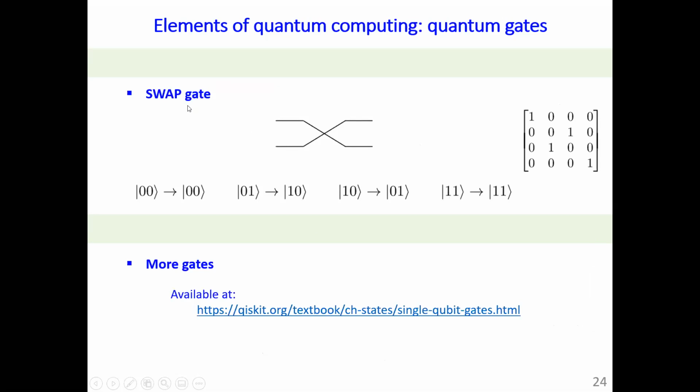There are also swap gates that swap the state of the 2 qubits. For example, 0,1 is swapped to 1,0, and 1,0 is swapped to 0,1. And for more information, I listed this link in this page for your reference.